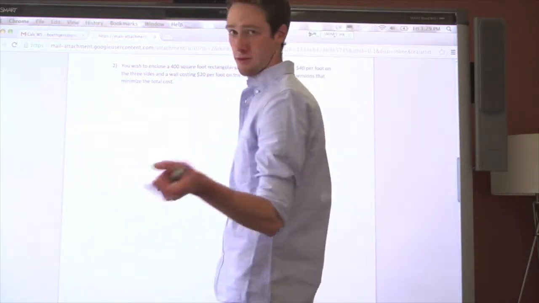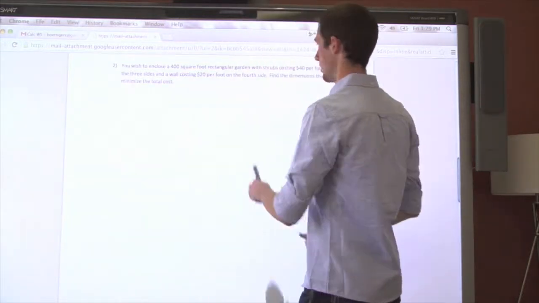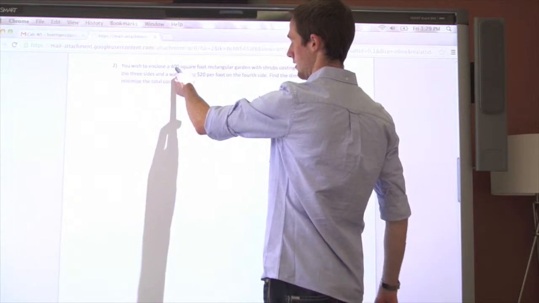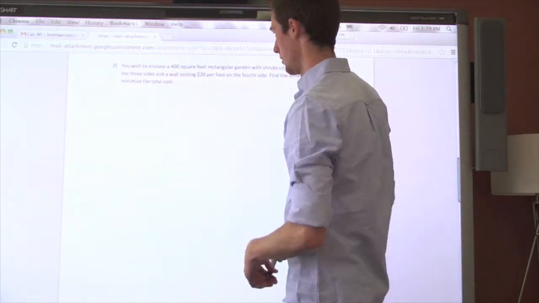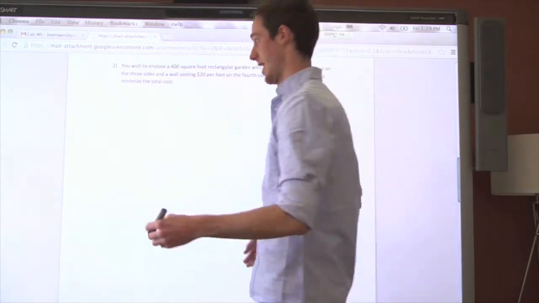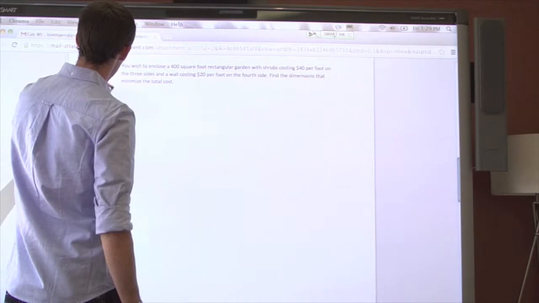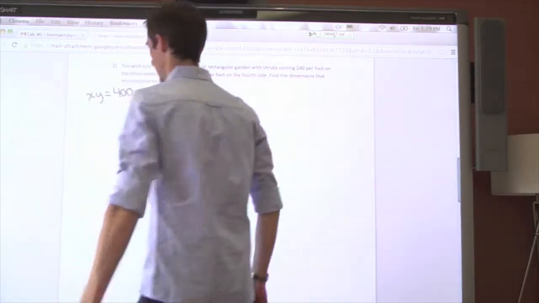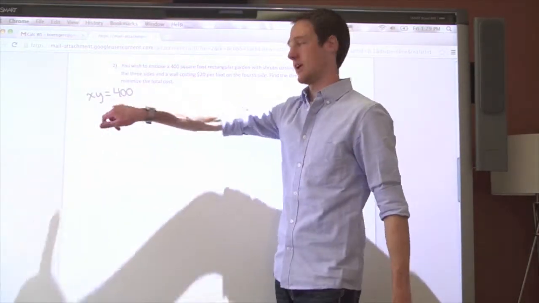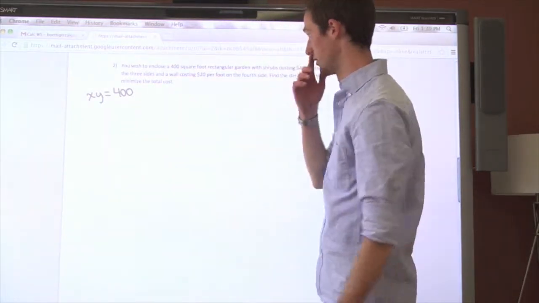So the first thing you want to do is find your constraint equation. We know that our constraint here is that the area has to be 400 square feet. It's rectangular, so the area is just going to be xy. So go ahead and say xy is 400. So that's our constraint right there. We have to follow this equation in order to get the actual answer.